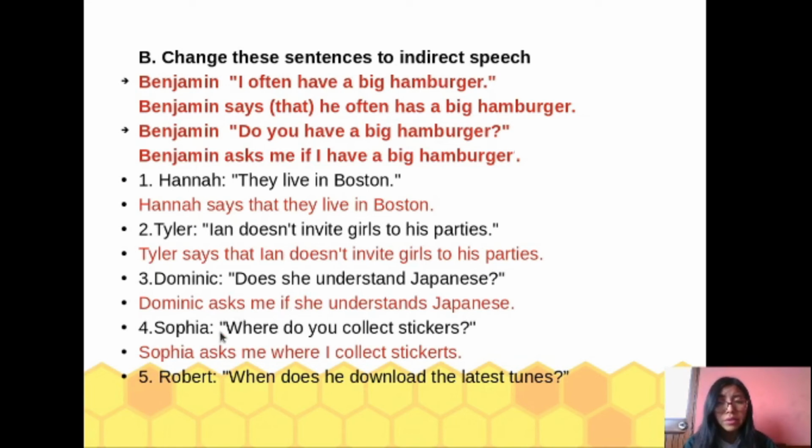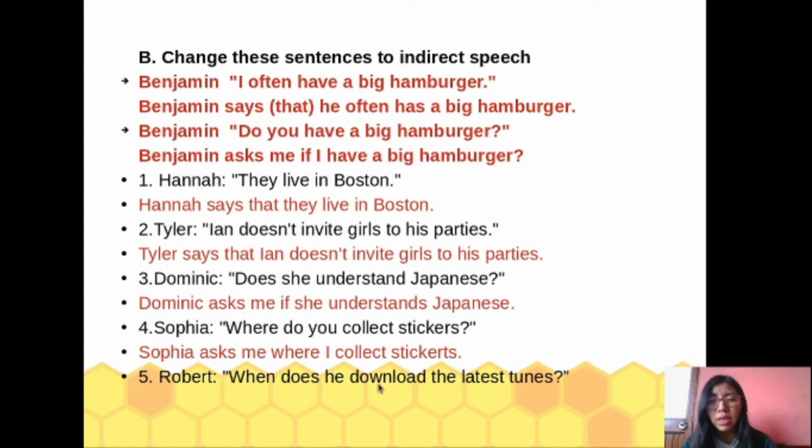We are going to use the double H word. Vamos a utilizar en el lugar de if la palabra que tenemos en la pregunta. Okay? Sophia asks me where I collect stickers. So you have to pay attention to the question. Okay? Sofía me estaba preguntando a mí. Por lo tanto, yo voy a reportar la pregunta. Sofía me preguntó si yo colecciono stickers. Okay? And we are going to see the next one.